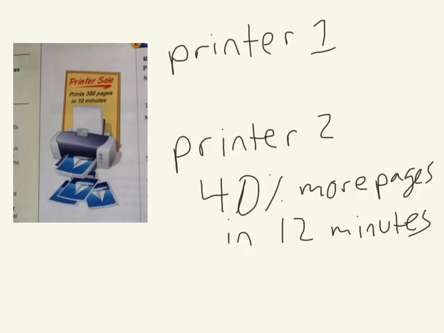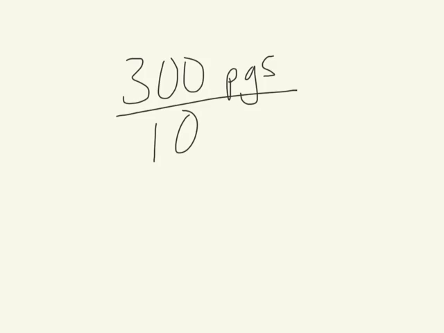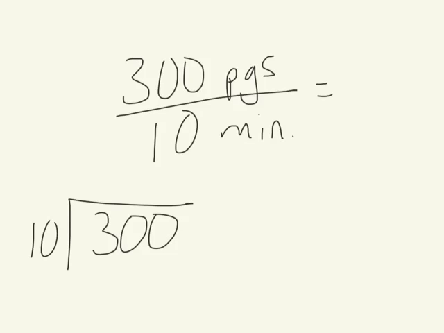So let's take a look at the information. If it prints 300 pages in 10 minutes, we're able to create a ratio, 300 pages to 10 minutes. Now, let's take a look at our numbers and turn this into a unit rate. So to do that, we need to do 300 divided by 10. So let's do that. 300 divided by 10. 10 goes into 30 3 times. And that leaves us with 0.